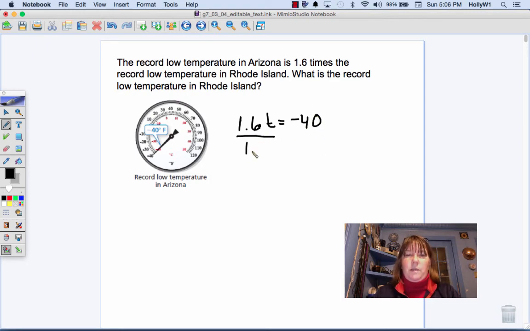We divide both sides by 1.6. -40 divided by 1.6. I'm going to grab my calculator really quickly. 40 divided by 1.6 is 25. So the temperature is equal to -25.